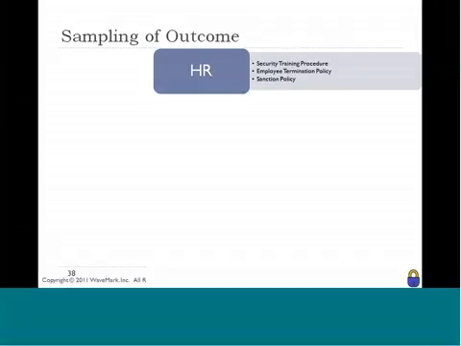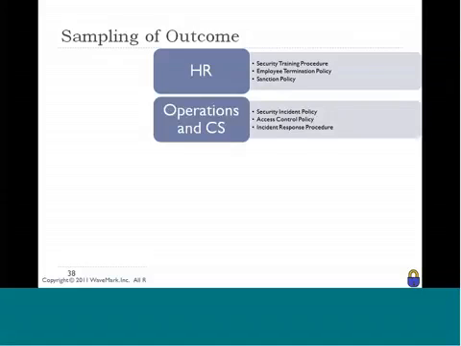We've implemented an employee termination policy that ensures that employees don't leave with access to data that should be secure, with a sanction policy in case of violations, intentional or non-intentional. On the operations and customer service side, we ended up with a security incident policy and an incident response procedure, where customer service and operations understand what the policy is around security incidents, and should an incident happen, what the notification procedure and the response procedure are, as well as access control policies that instruct them who to give access to and who not to give access to, and to what data.